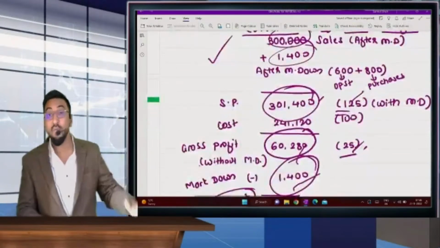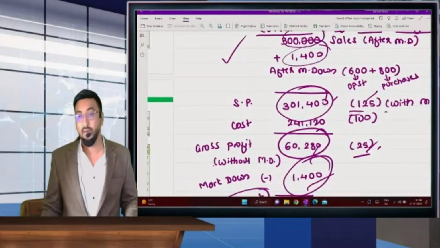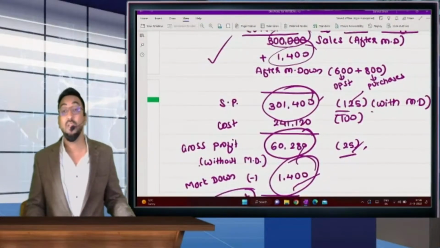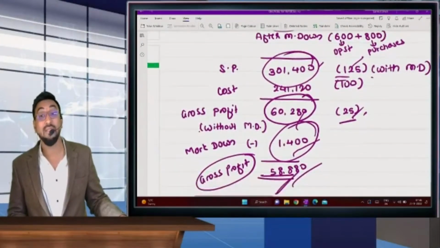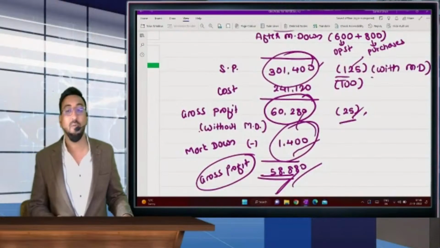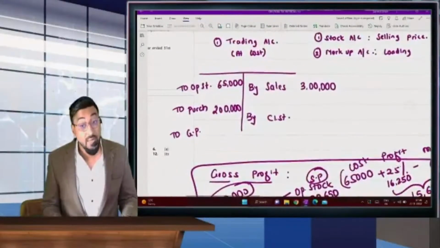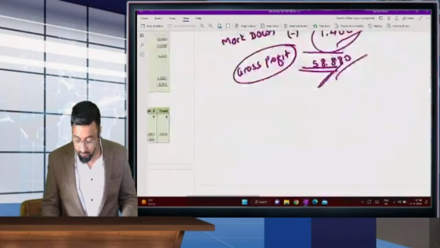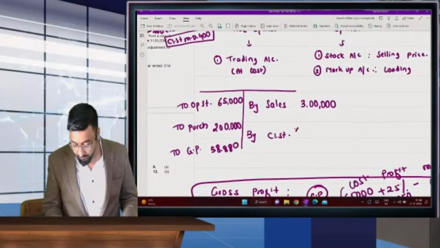So without markdown means before markdown. Then I calculated profit, and after calculation of profit, I have to reduce markdown because this is not earned by me, and therefore my gross profit will be 58,880. Now it is clear, beta. Now it is clear. 58,880. बस यही था concept of markdown.